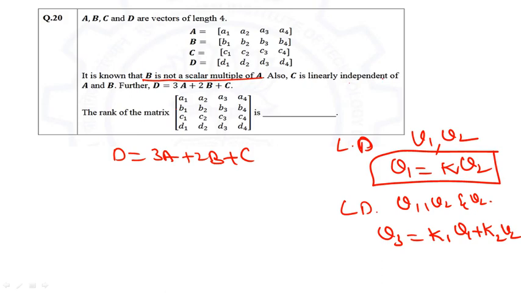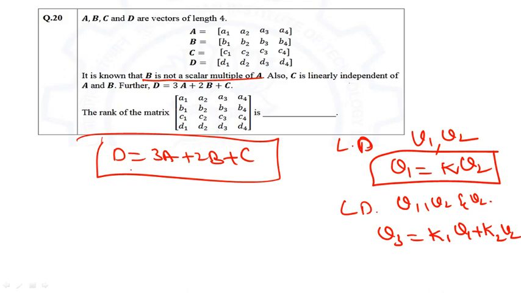And C is linearly independent of A and B, so C cannot be expressed as a scalar multiple of the first row and second row. But D can be expressed in terms of A, B, C. What is given is D equal to 3A plus 2B plus C, which means D can be expressed as a combination of A, B, C. So D depends on A, B, and C.